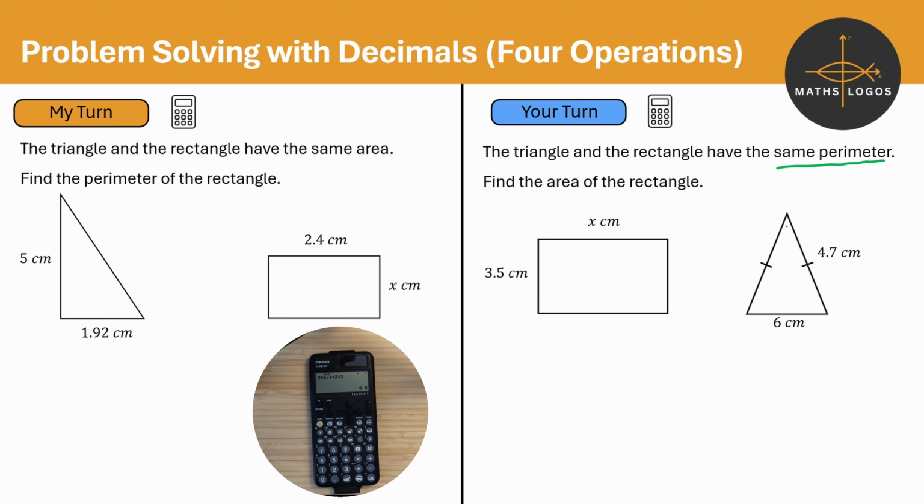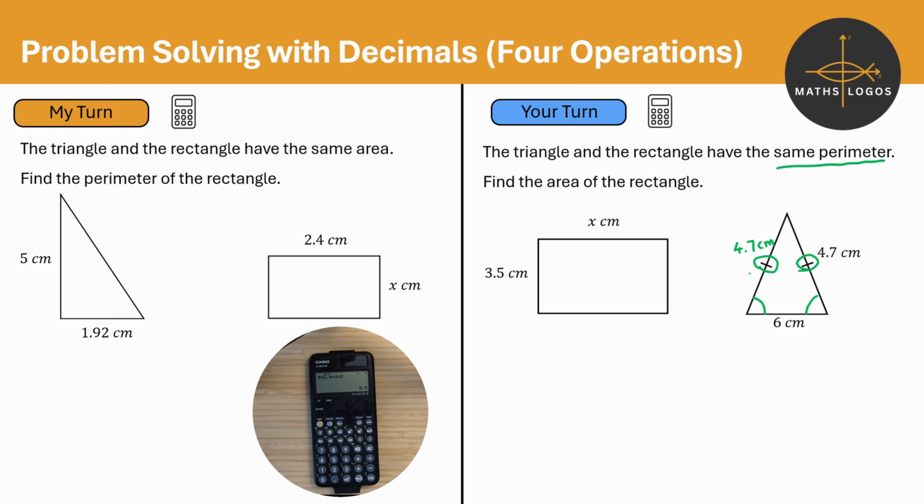Okay, let's work out the perimeter of the triangle. This is an isosceles triangle. That's what this little symbol means. It means this side is equal to this side, and actually this angle and this angle would be the same as well. So this side is 4.7 centimeters.